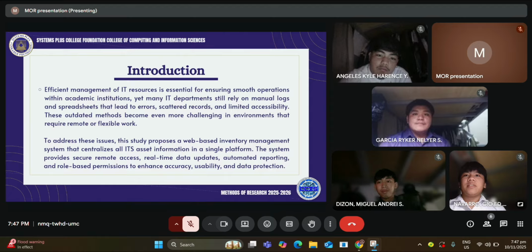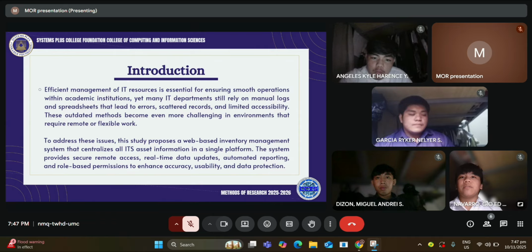In modern institutions, the ITS department manages a large number of devices such as computers, routers, and peripherals. However, traditional methods like spreadsheets or manual logs are prone to error, data loss, and poor accessibility, especially in remote work environments. To address this issue, we propose a web-based inventory management system that centralizes all asset information into a single database. This system allows authorized users to access and manage data securely from any internet-connected device. Next.